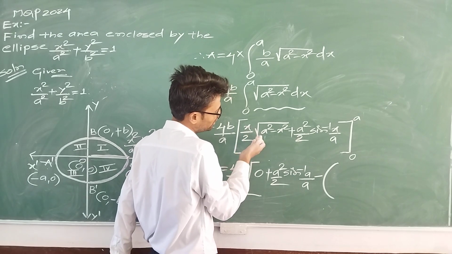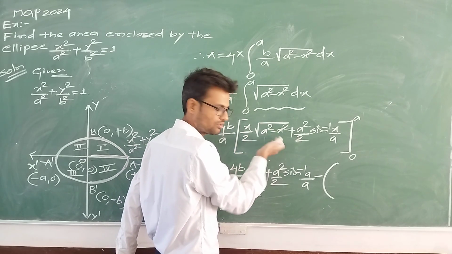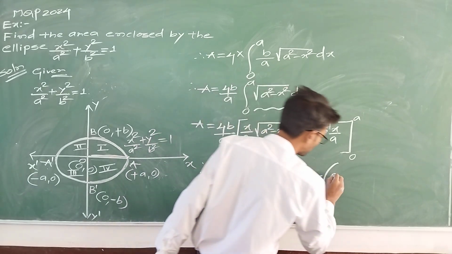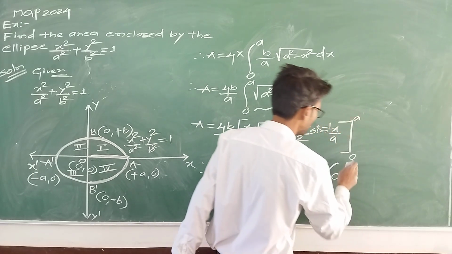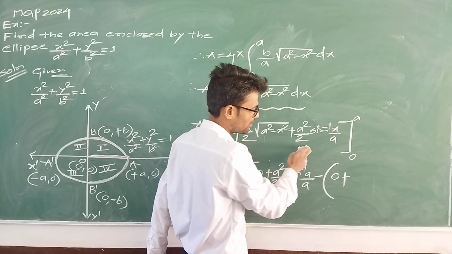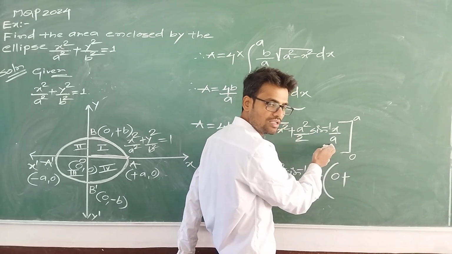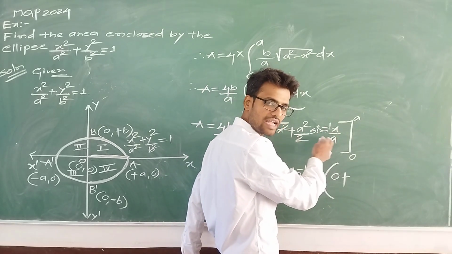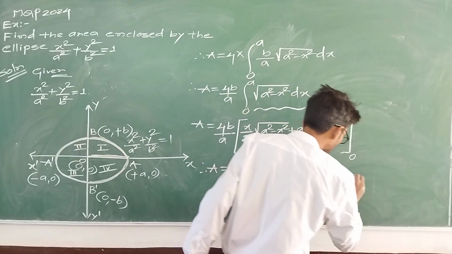So 0 by 2 into square root of a square minus 0 square. 0 into this root means it will become 0. Next, plus you take the lower limit in this one: a square by 2 sin inverse of 0 by a. Sin inverse of 0 is 0, so 0 into a square by 2 is 0.